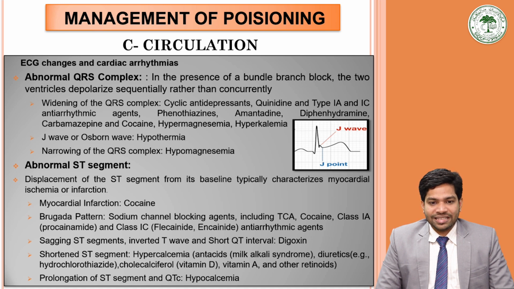In patients with hypercalcemia, the morphology of the QRS complex, T wave and P wave remain essentially unchanged. Xenobiotic-induced hypercalcemia may result from exposure to antacids, milk alkali syndrome, diuretics like hydrochlorothiazide, cholecalciferol, vitamin D, vitamin A, and other retinoids. So these all cause hypercalcemia. So the feature of shortened ST segment is seen in these patients. Hypocalcemia causes prolongation of the ST segment and QT interval.